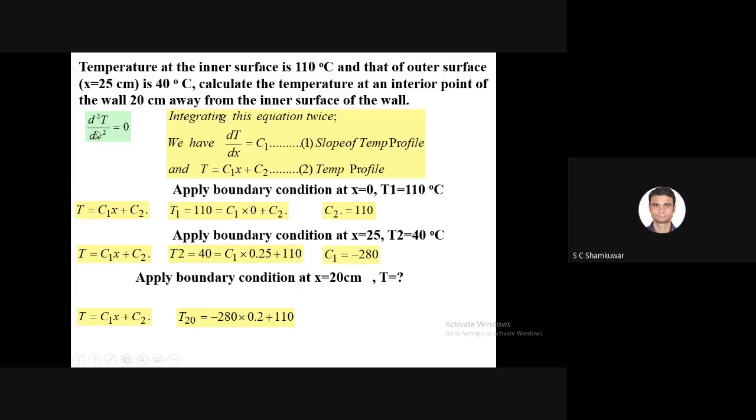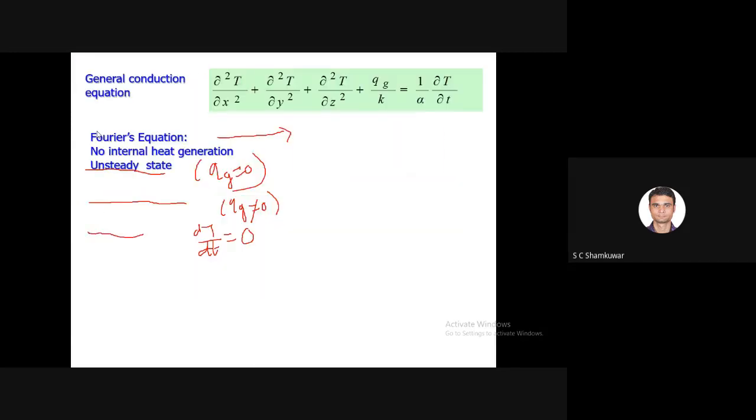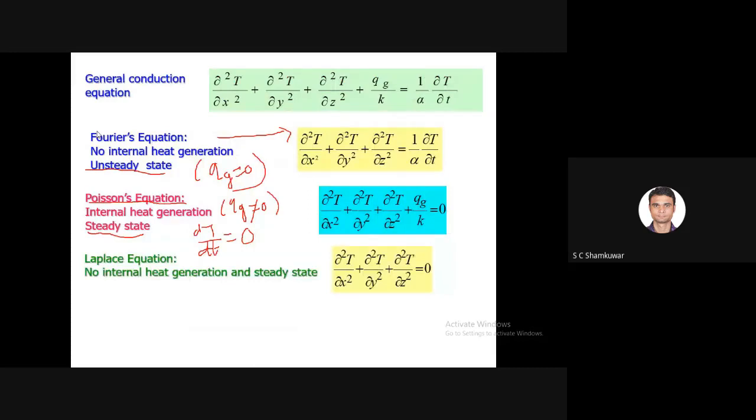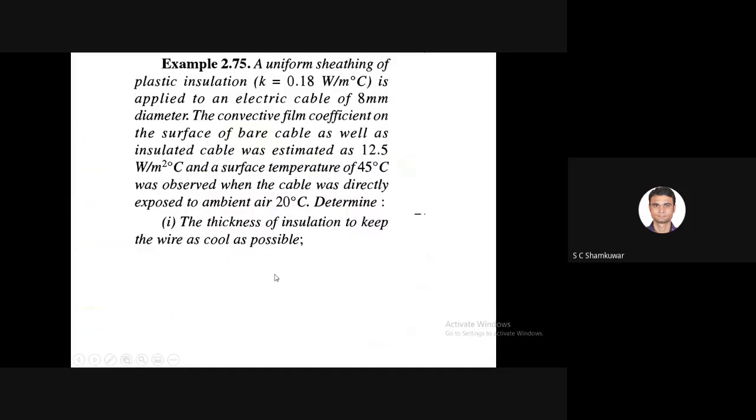This is the Laplace equation, which we have derived from the general heat conduction equation. This equation we have seen in the last class, the general heat conduction equation. From that we have derived three equations: Fourier equation, Laplace equation, and Poisson equation. If there is no heat generation and there is steady state, we get Laplace equation. This is the Laplace equation for three-dimensional. This is the Laplace equation for one-dimensional.